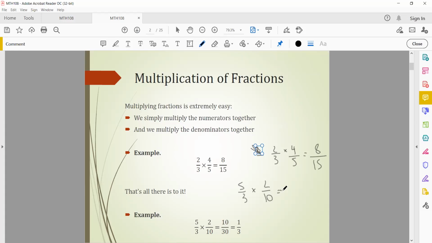So let's do that. 5 times 2 is 10. 3 times 10 is 30. So we got 10/30, and yes, we can reduce it. We can take a 10 out of the top and the bottom, or you could just scratch out these zeros. That's probably the easiest way to do it, and you get 1/3. You could scratch out zeros as long as you scratch out the same number of zeros on the top and the bottom.